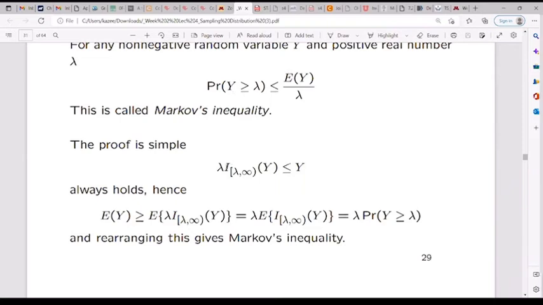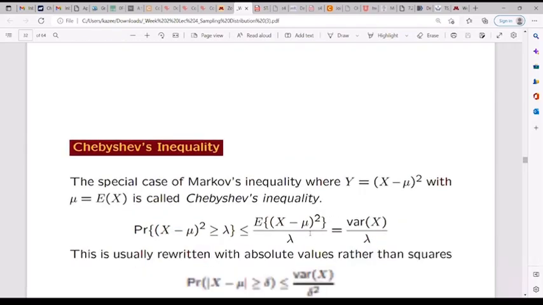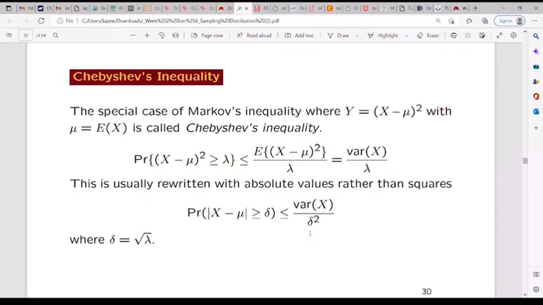Now this is the proof. You start with lambda times the indicator of Y, which is less or equal to Y. Then you take the expectation of that, and you're going to find yourself there. Now to the Chebyshev inequality.